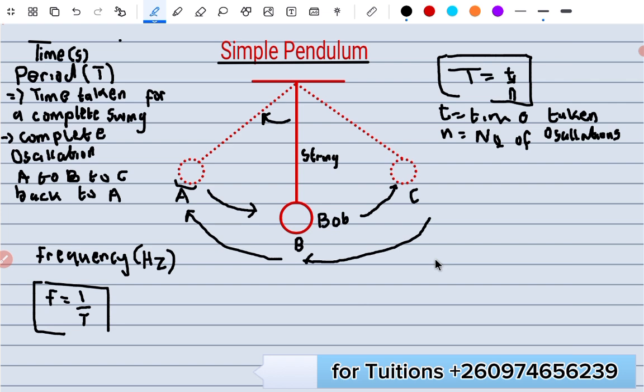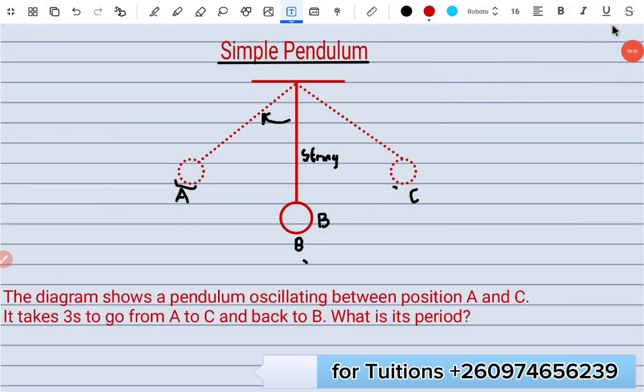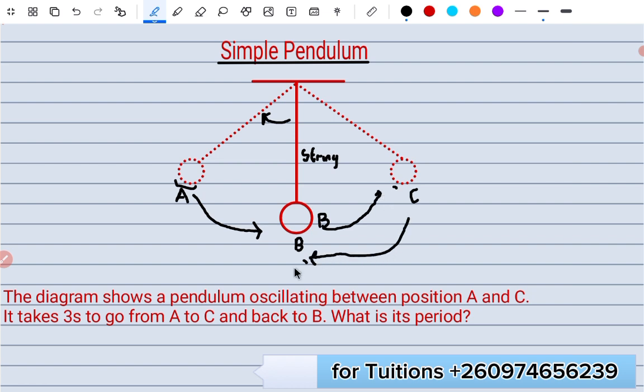Let's do an example. You see how questions can come under the simple pendulum. The diagram shows a pendulum oscillating between position A and C. It takes 3 seconds to go from A to C and back to B. What is its period? So what we are saying is this bulb moved like this, it went all the way, and then it came back here, from A to C and back to B, but it never went there again. What is its period?